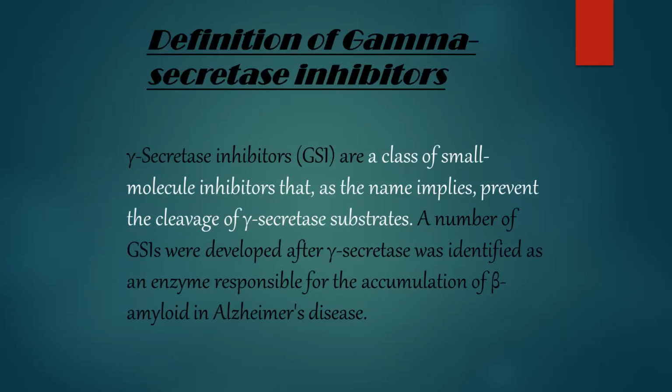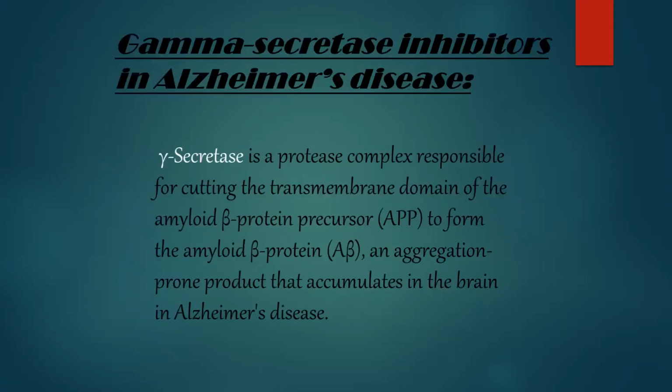Definition of gamma secretase inhibitors. Gamma secretase inhibitors are a class of small molecule inhibitors that, as the name implies, prevent the cleavage of gamma secretase substrates. A number of GSIs were developed after gamma secretase was identified as the enzyme responsible for the accumulation of beta amyloid in Alzheimer's disease. Gamma secretase is a protein complex responsible for cutting the transmembrane domain of the amyloid beta protein precursor to form the amyloid beta protein, an aggregation-prone product that accumulates in the brain in Alzheimer's disease.